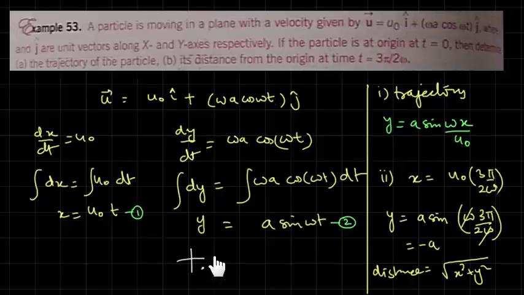So the particle at t equal to 3π/2ω is somewhere here, and at t equal to 0 the particle was somewhere here. So this gives us the distance traveled, which will be under root of x square plus y square. That will be our answer.